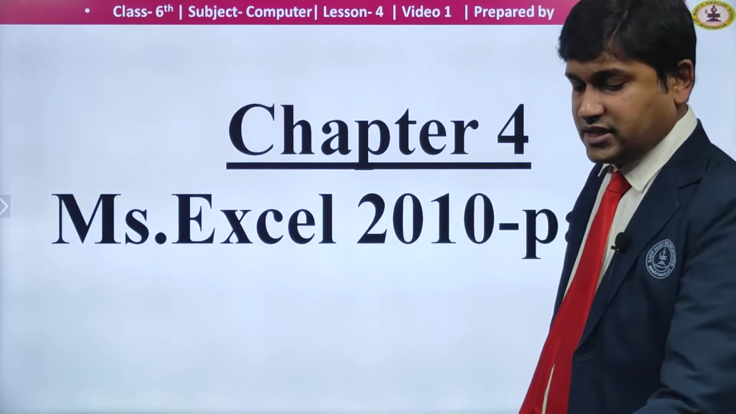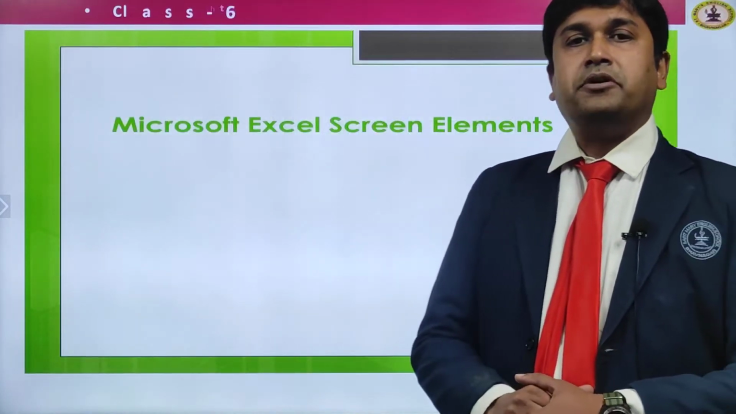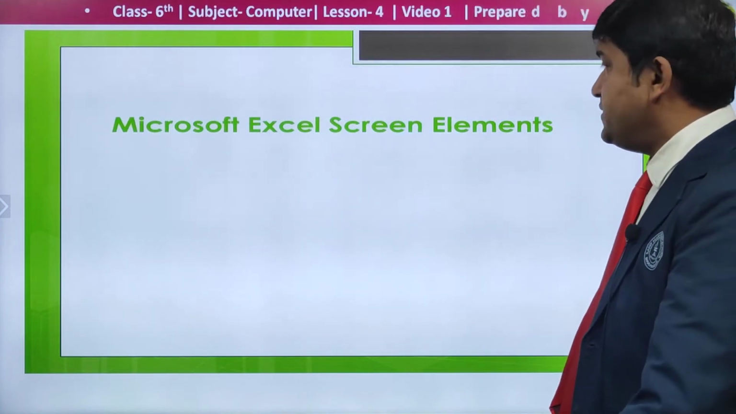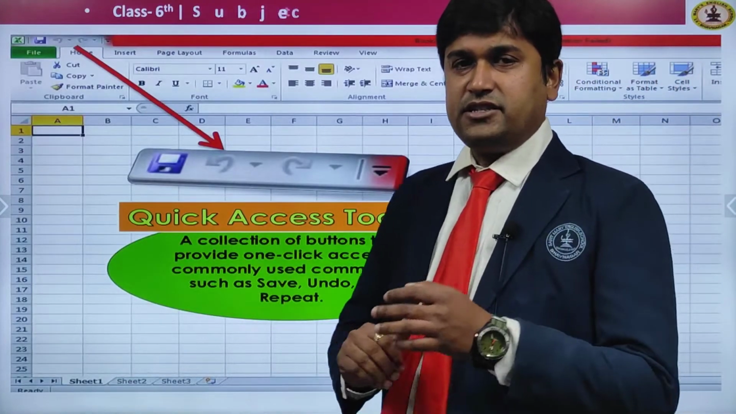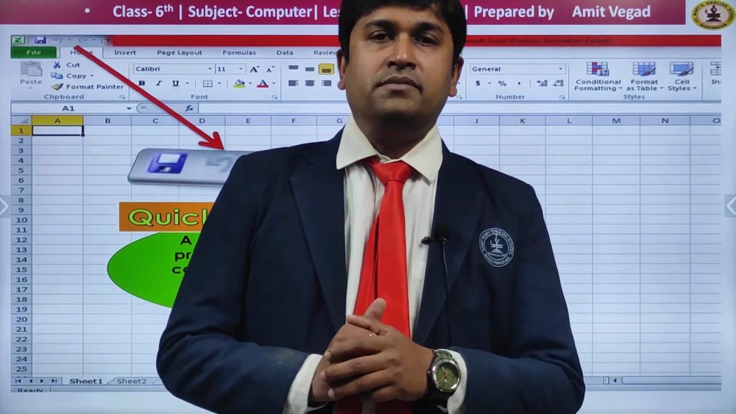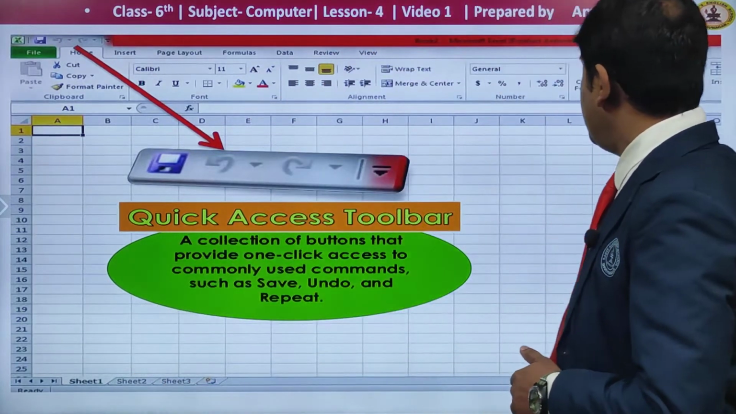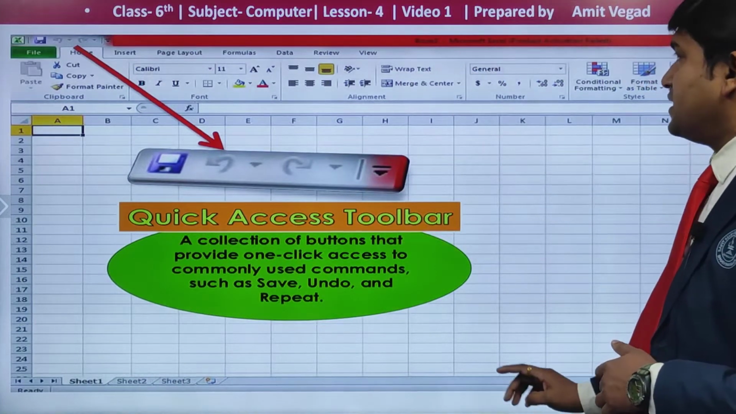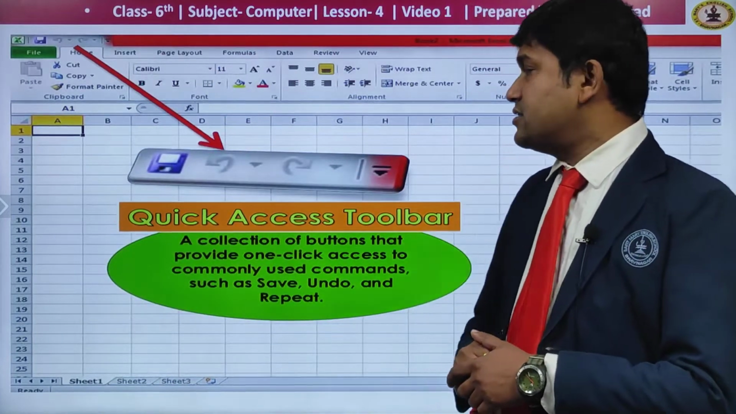First we are going to see the different components of Microsoft Excel, the basic components. To see that, we are going to discuss the Microsoft Excel screen elements. When you start Microsoft Excel, how do you start it? Click on the Start button, All Programs, Microsoft Office and Microsoft Excel. Then this screen will display. Now we are going to discuss one by one each element, that means each part of Microsoft Excel.